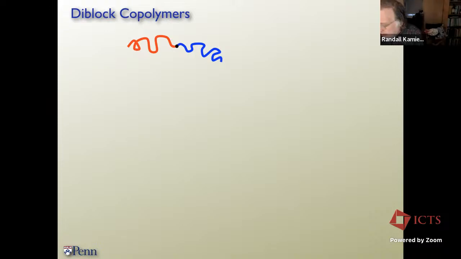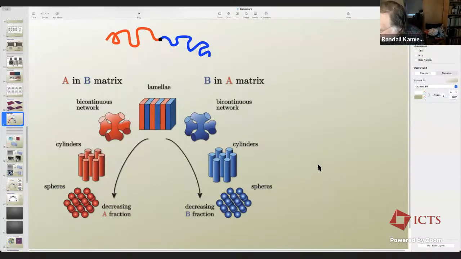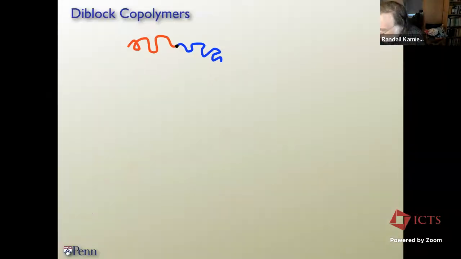In a Diblock copolymer, so it's a, oops, did it again, see? Someday, right? So here we go.